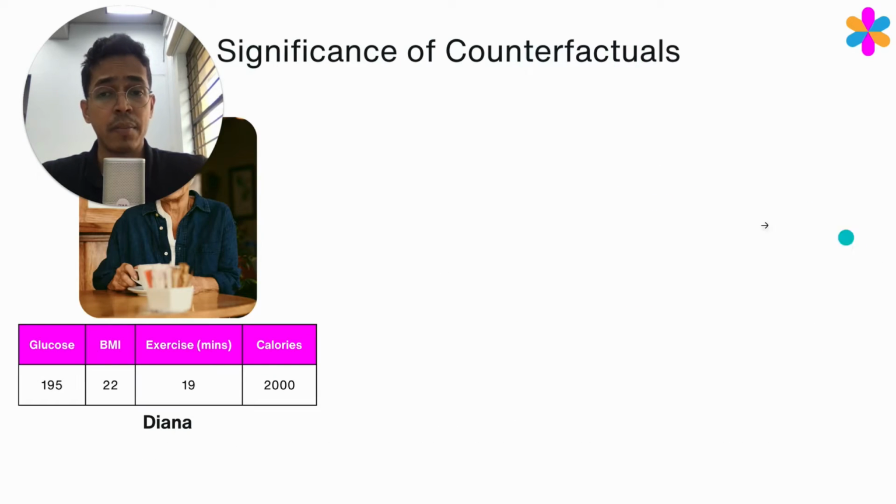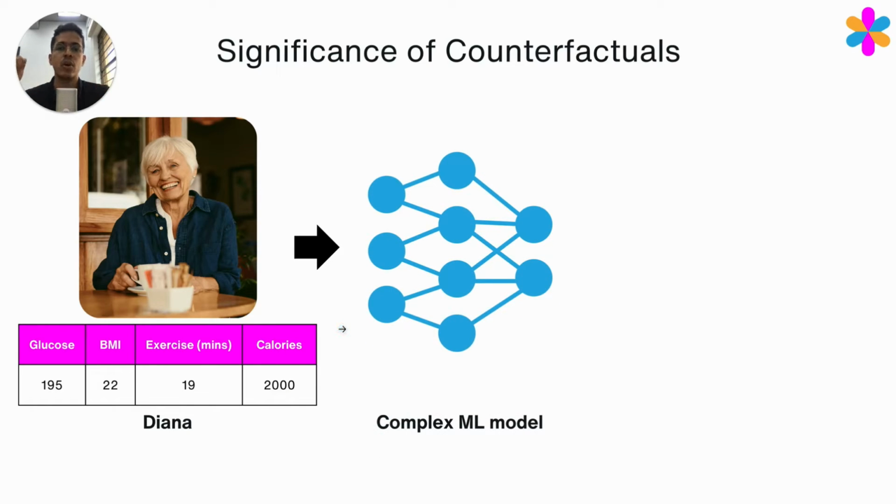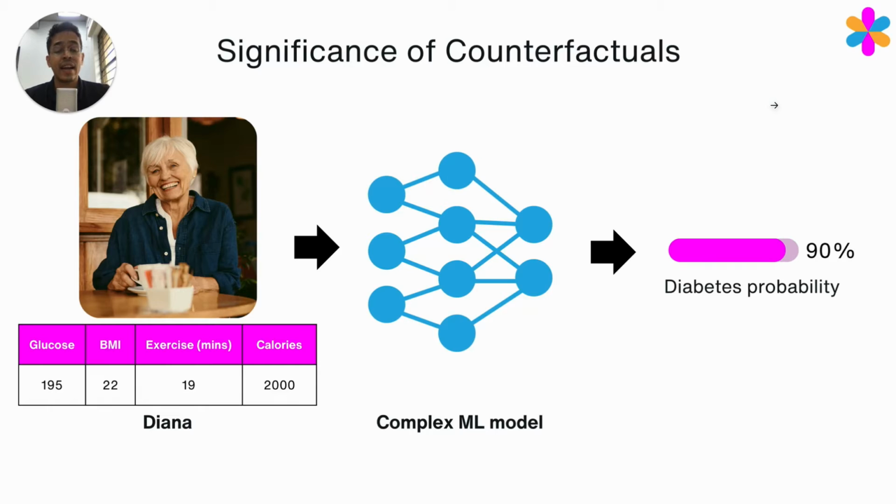And this is extremely important and useful in an example like this. If there is a person called Diana, and imagine this is her set of features: glucose, BMI, exercise duration, and calories. And there is a machine learning model which is trained on a lot of data sets like this, so not only on Diana's personal data, but also the data of many other people. And let's say this black box complex machine learning model makes a prediction that with 90% probability, Diana has diabetes. So essentially, if it was a binary classification, the model is saying Diana is diabetic. So this is the prediction of the model.